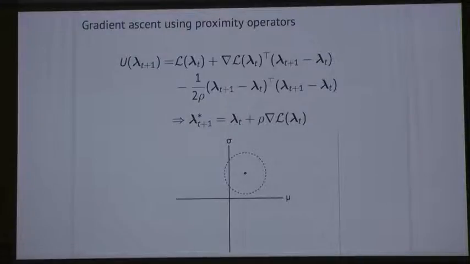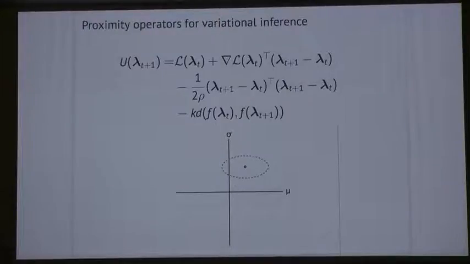So for variational inference, you want to think about designing different proximity operators that constrain one dimension of the variational parameters, but not the others. So we want to think about how to constrain this ball into more of an ellipse and get better statistical properties of our approximate posterior. How do we do this?